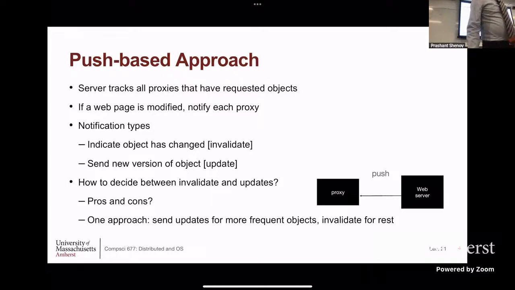Is that clear? Okay. So whether you pay that extra cost of an update is going to depend on the access frequency of the object or the popularity of the object. So that's what's mentioned here. Send updates for more frequently accessed objects, invalidate for the rest.